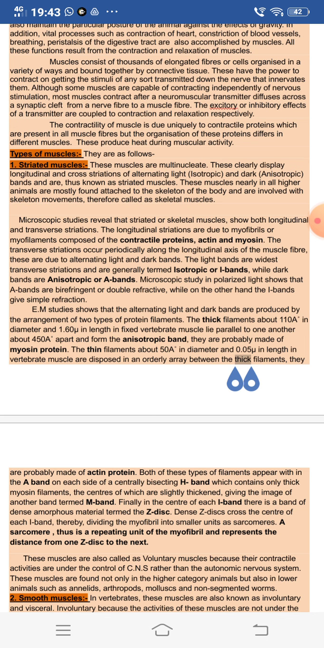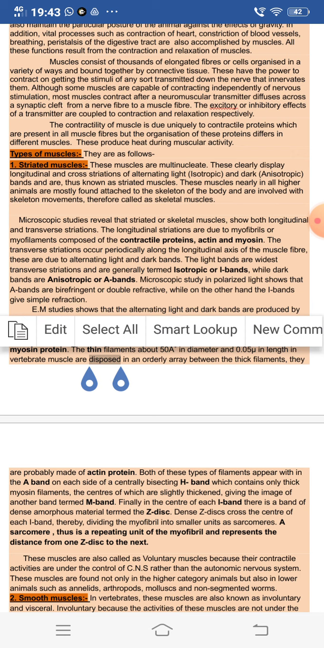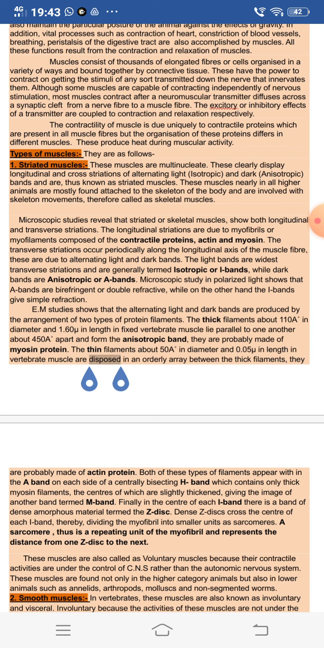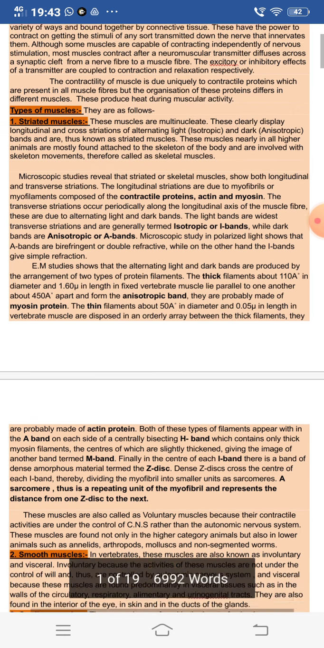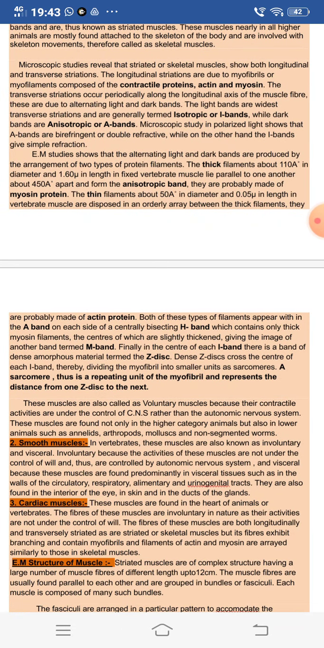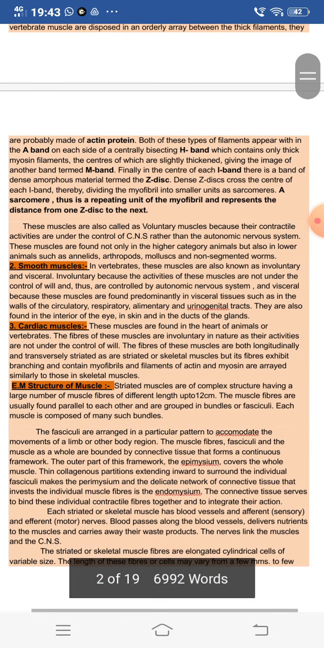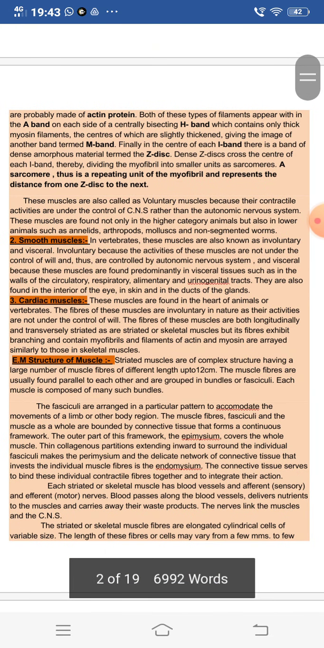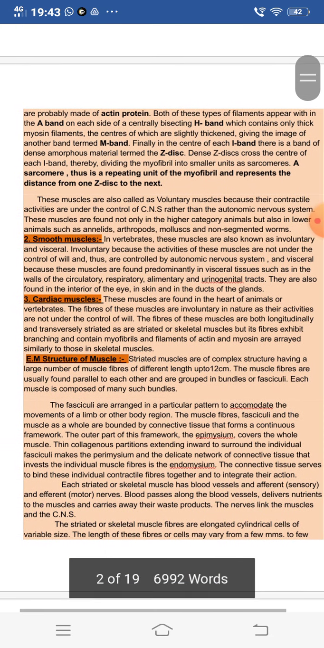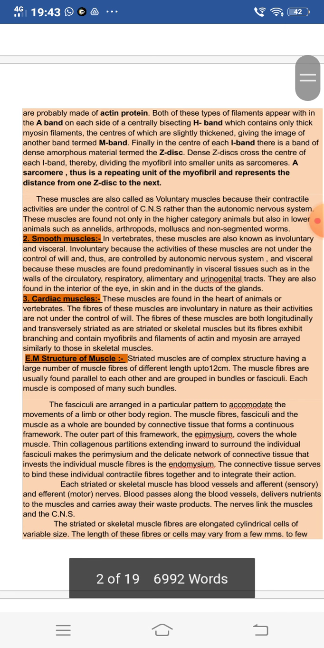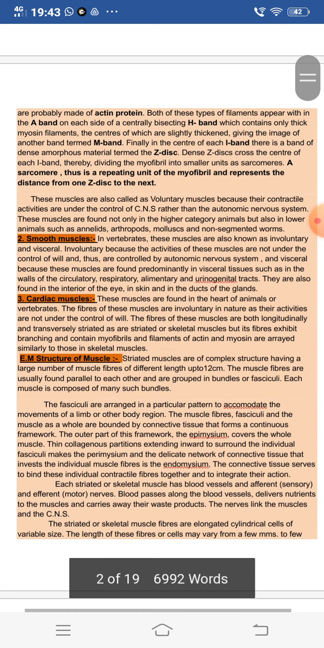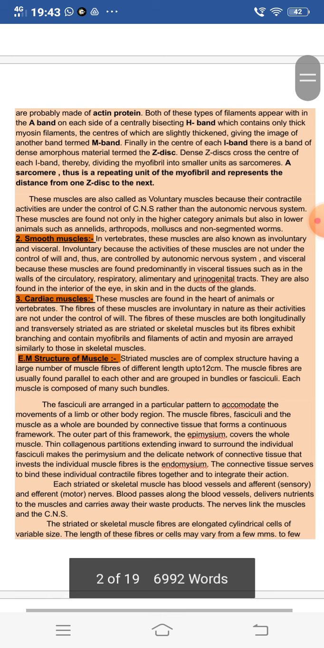The other is the thin filament, which is about 50 Angstrom in diameter and 0.05 micron in length in vertebrate muscles, and they are disposed in an orderly array between the thick filaments, and they are probably made up of the actin protein. Both of these types of filaments appear within the A band on each side of a centrally bisecting H band, which contains only thick myosin filaments.